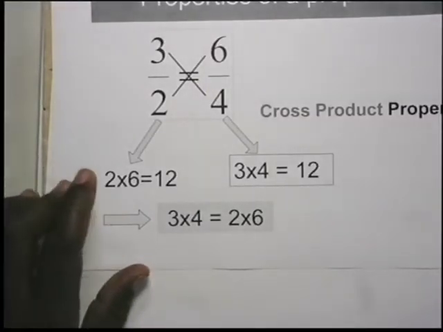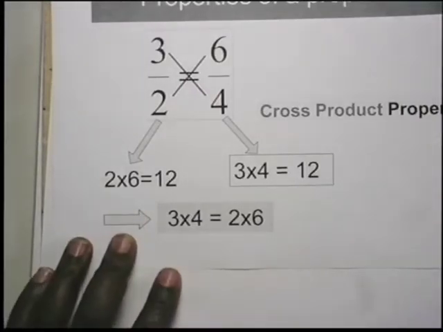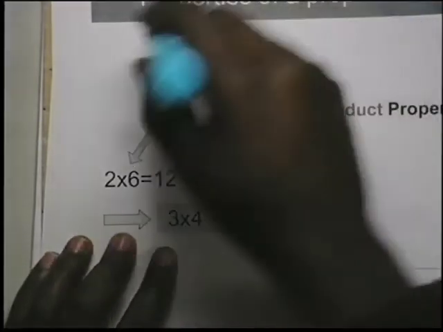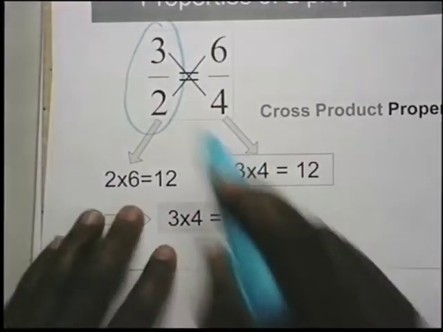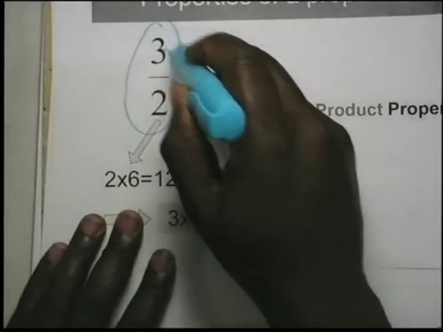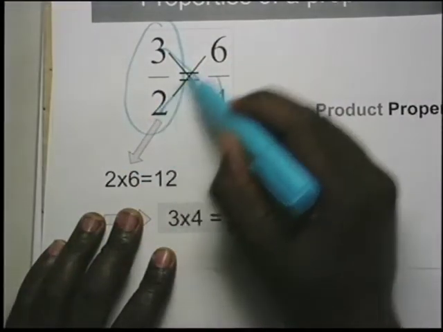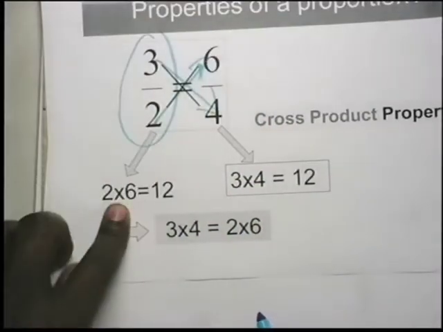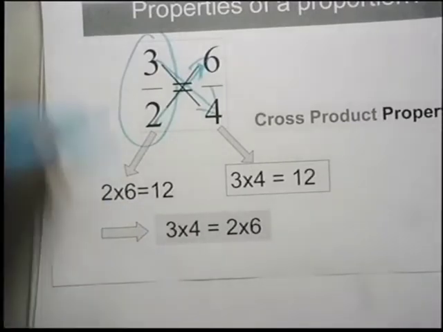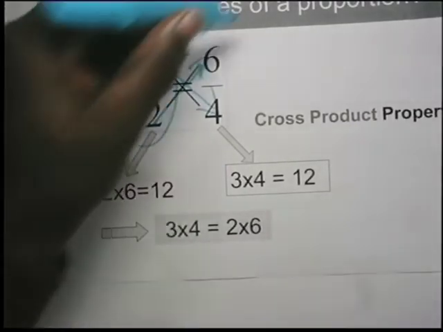There is something that we shall need to be careful about. When we are doing this multiplication, we are starting with this side, okay? We start with the numerator going this side, and we start with the denominator going that side. Don't worry about the arrow. It's only showing that this will give us that. Always master that. From here, we are going down. From down, we are going up.